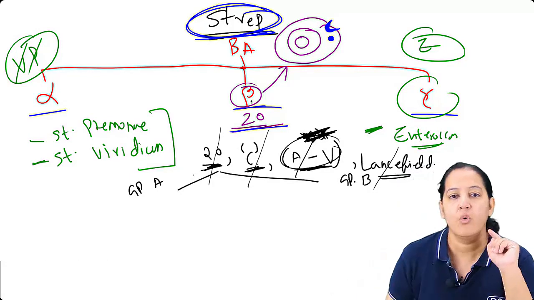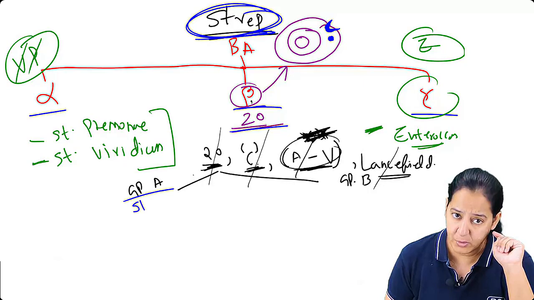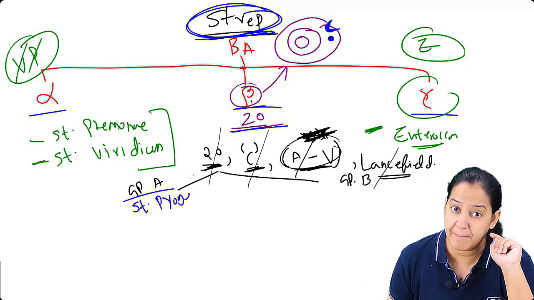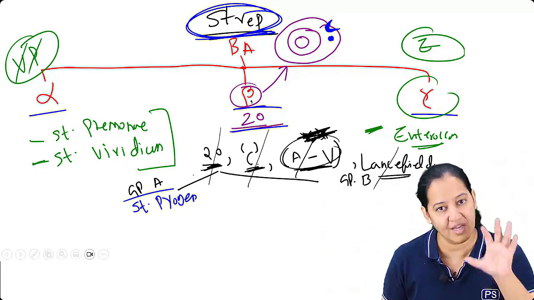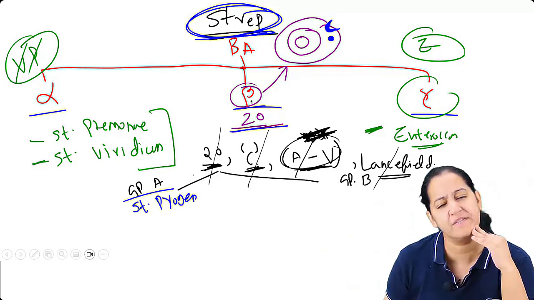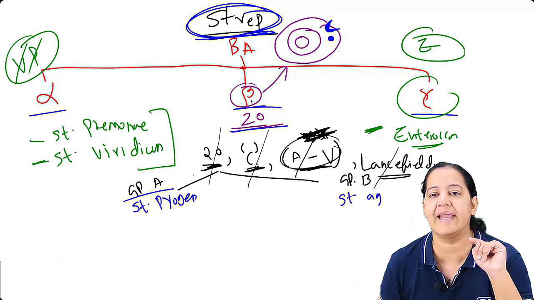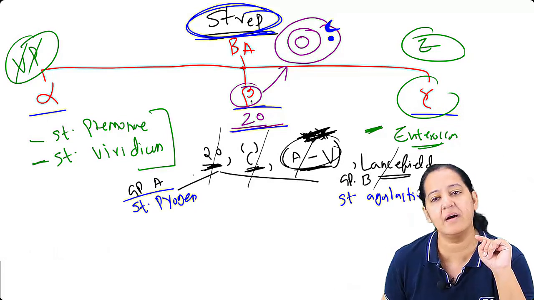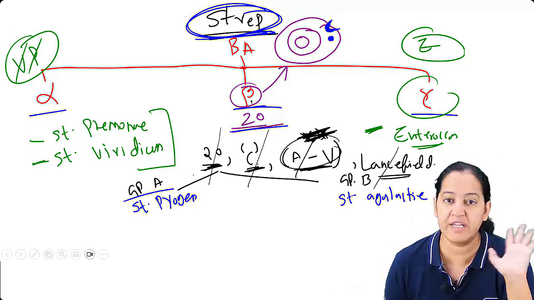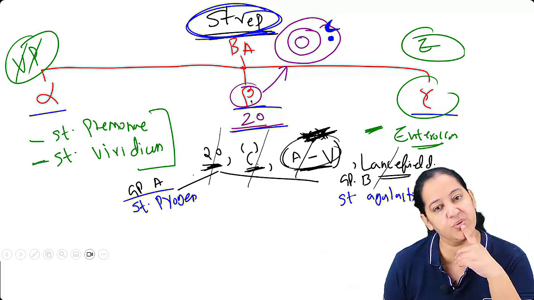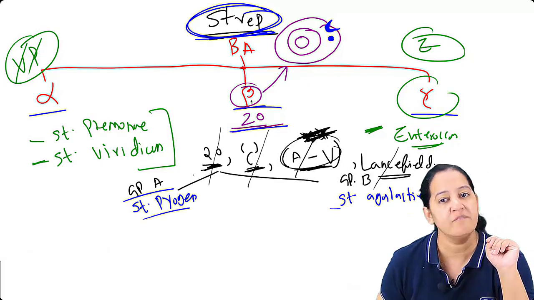Okay, got it. What is the name of Group A? Group A is known as Streptococcus pyogenes, the main hero of the Streptococcus. I will teach you in much detail. And Group B is known as Streptococcus agalactiae. I will teach you these two only. I will not teach you the remaining 18. One is pyogenes, one is agalactiae.